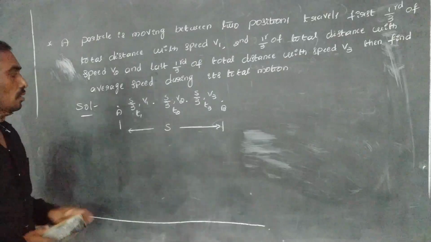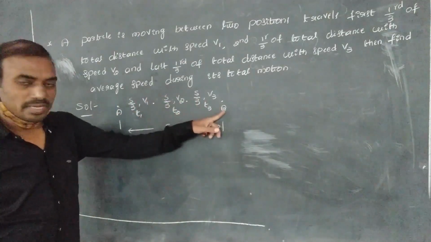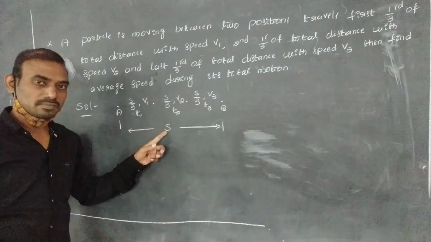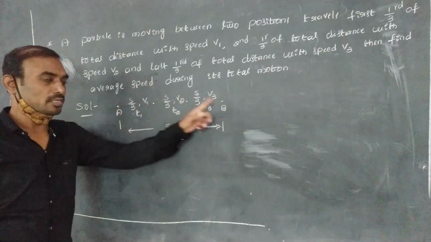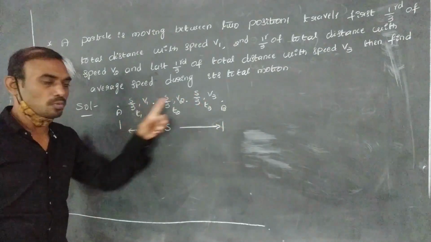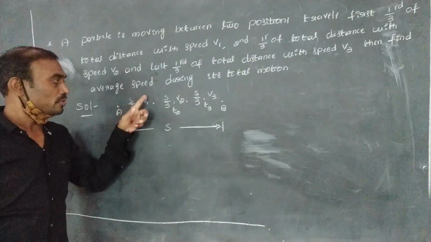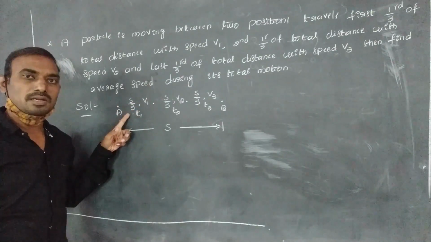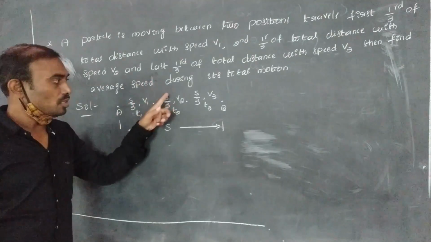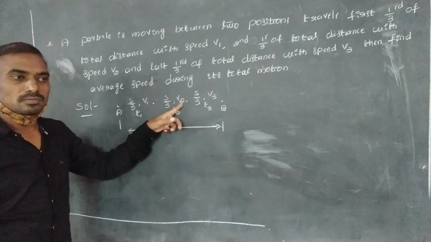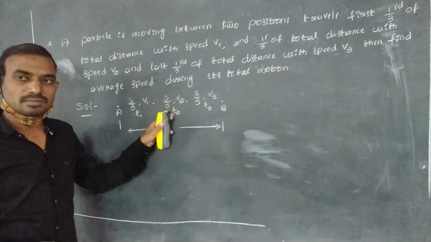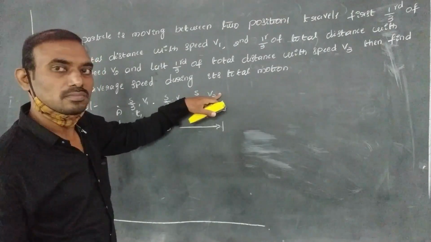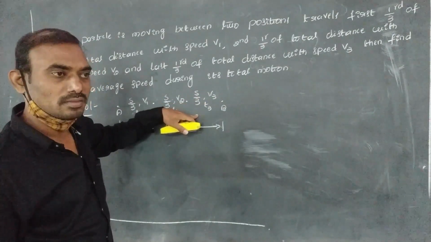So the particle is traveling between two positions A and B, with total distance S. While moving from A to B, one third of the distance it moves with speed V1, and T1 is the time taken. The second one third it moves with speed V2 and T2 is the time taken. The last one third is with speed V3 and T3 is the time taken.